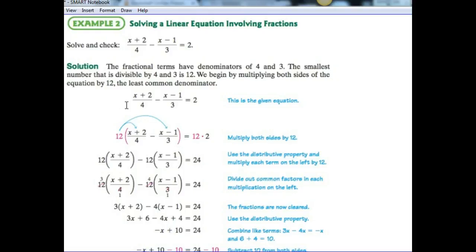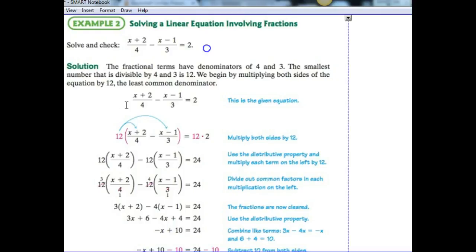And so what we're going to do here is, as you can see, here is the problem that we're looking at. And so what we have to do is to eliminate the 4 and the 3. We want to eliminate the fraction part. And in order to do that, we have to find a number that 4 and 3 will both go into, which, as you can see, is going to be 12. So when we do that, that means that since 4 and 3 will both go into 12, then we're going to multiply the entire equation, both sides of the equation, by 12.